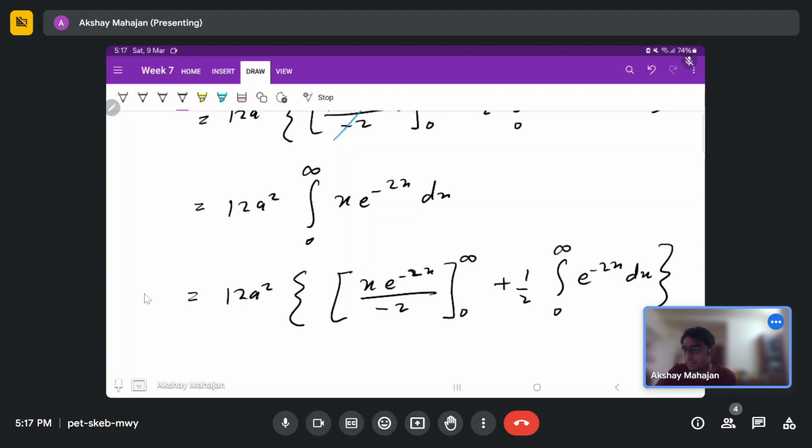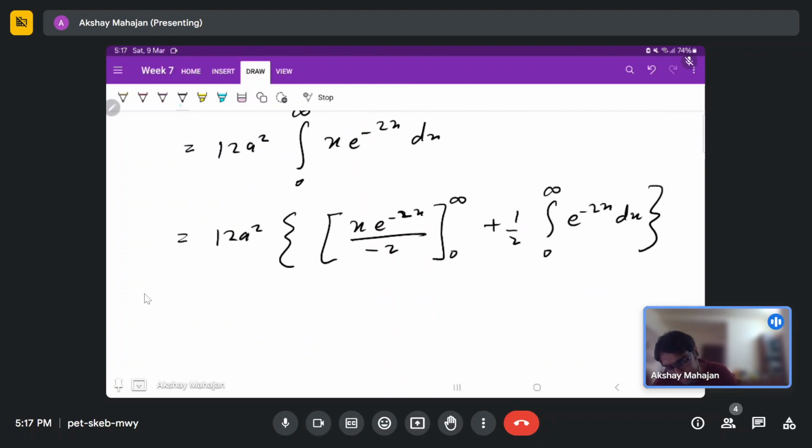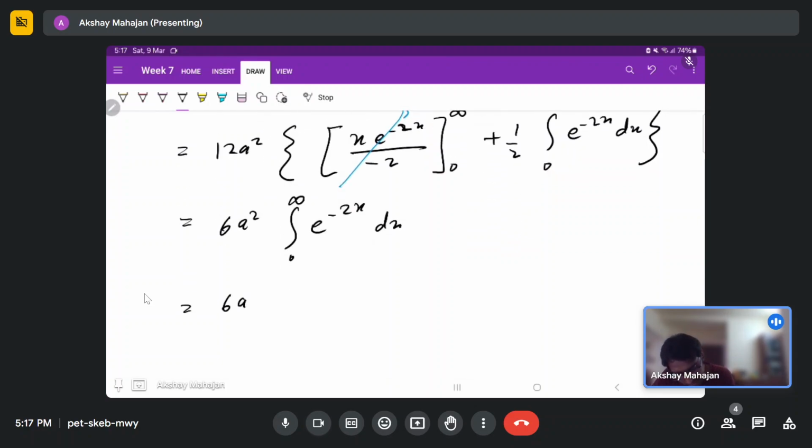Right? So now again this will be e to the power minus infinity, that will be 0, and at x equals 0, it will be 0. So we are left with 12a square times 1 by 2, which is 6a square, integration from 0 to infinity of e to the power minus 2x dx. Now this is a simple integral, we can find it easily. I will get a minus half outside, e to the power minus 2x from 0 to infinity.